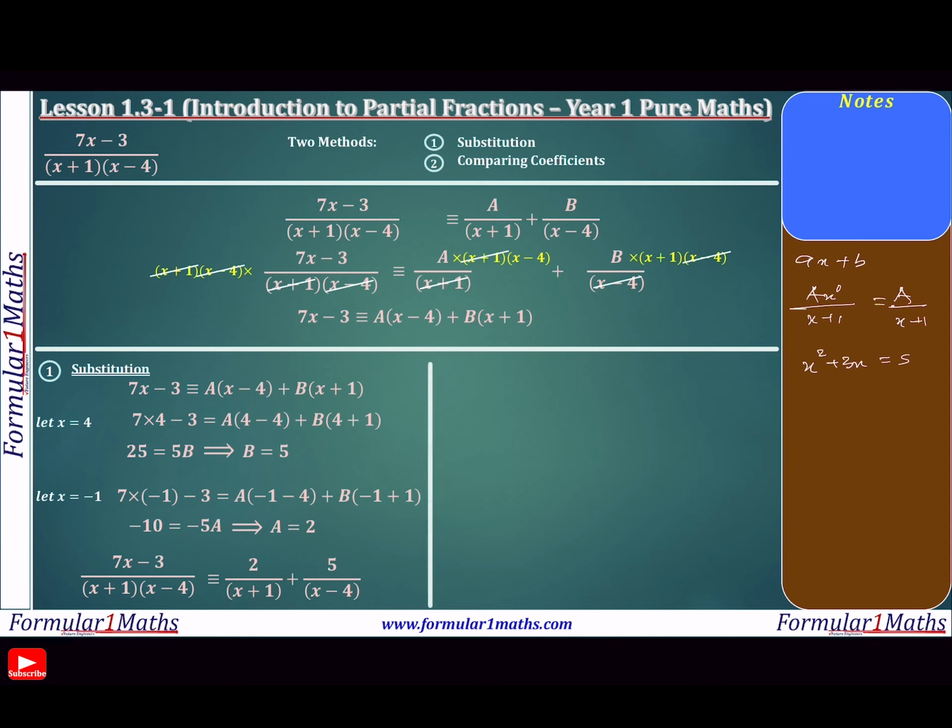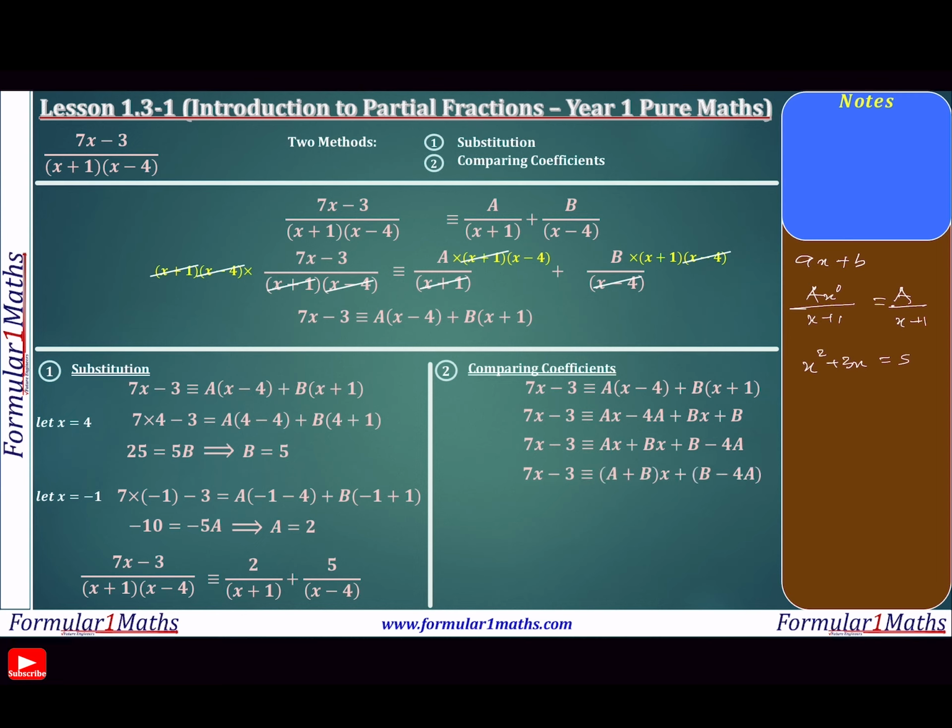The comparing coefficient method. Remember, the process is the same up to this point. So we're going to start with this relationship here. And so we have that. But this time, we are going to expand the right-hand side of this relationship. So if I do the expansion, I'm going to get that. Then I'm going to simplify by collecting like terms together. And then I'm going to introduce some brackets as follows.